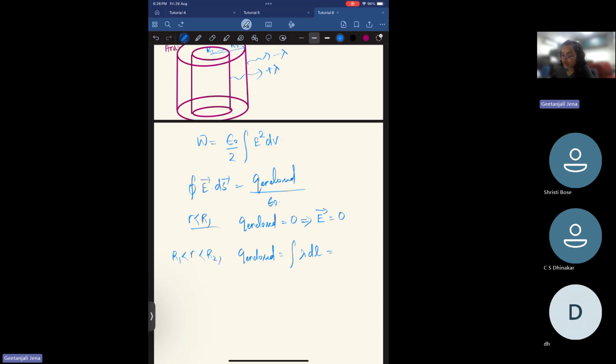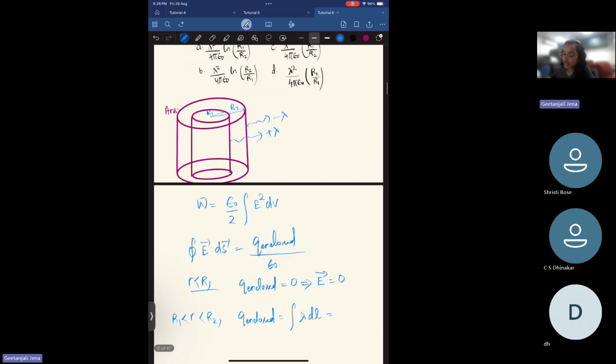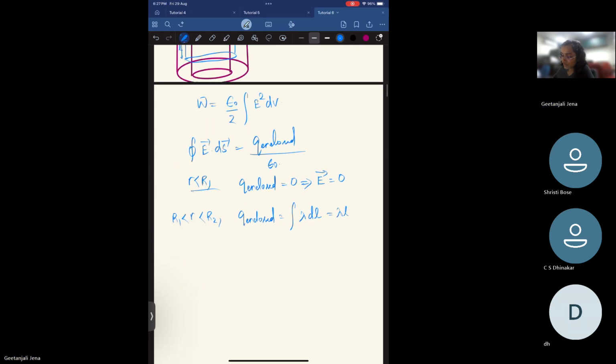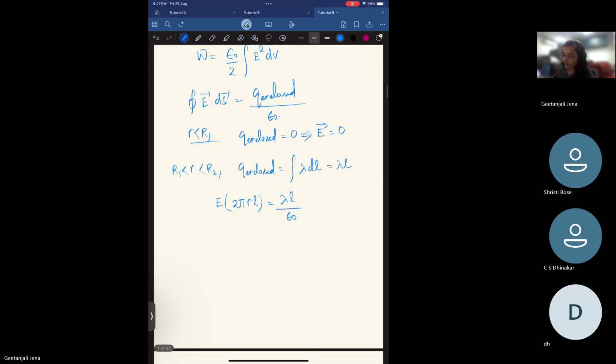Sorry. So Gaussian surface will be like a cylindrical one. So if you take a length, so this will be like this. Let's say this length is L. So total charge will be lambda L. And dS, the surface area, will be 2 pi RL, equals lambda L by epsilon. So electric field inside will be lambda by 2 pi epsilon naught R cap.